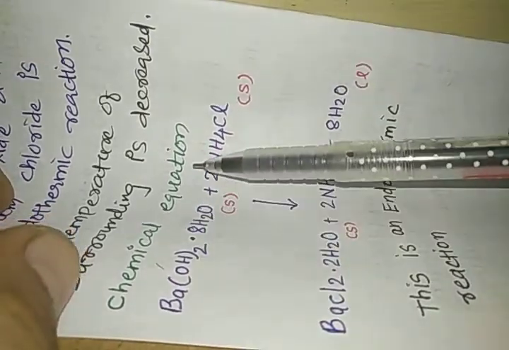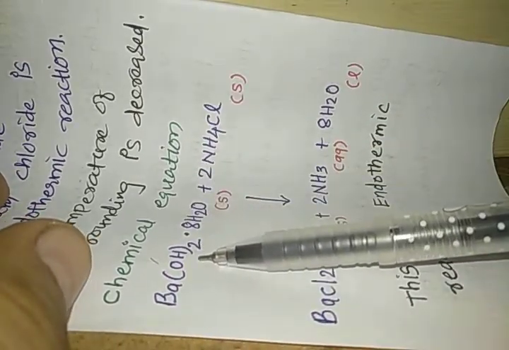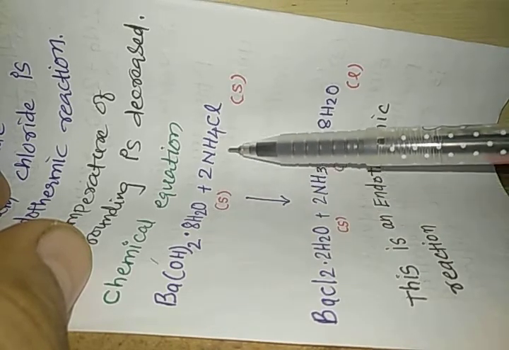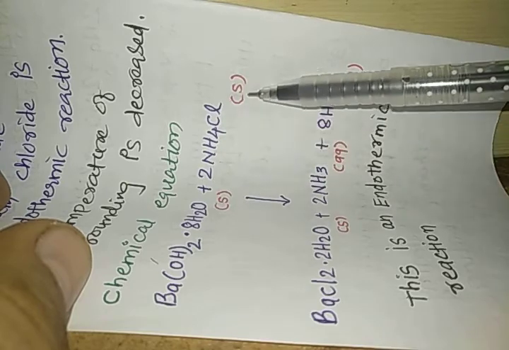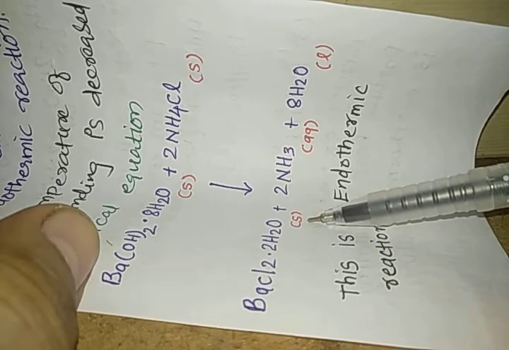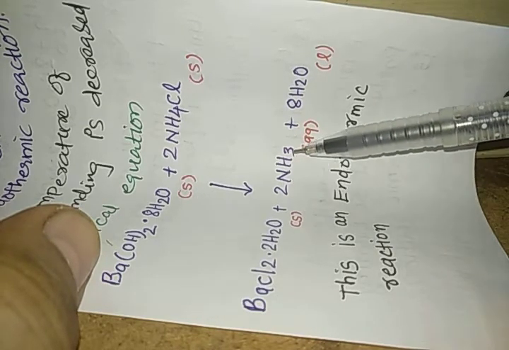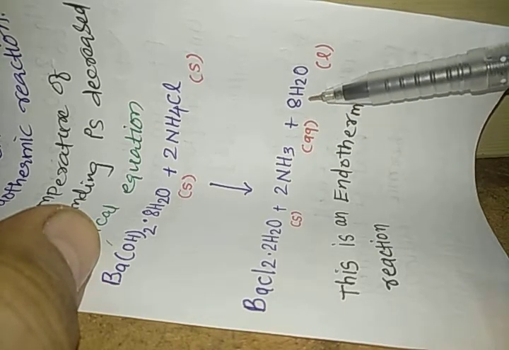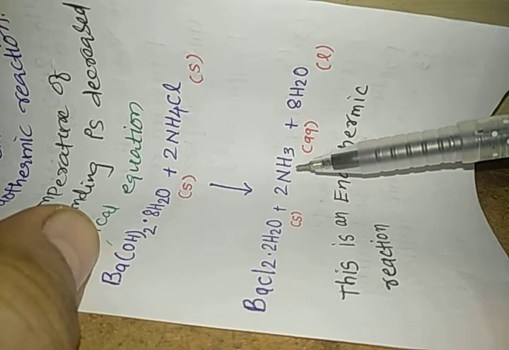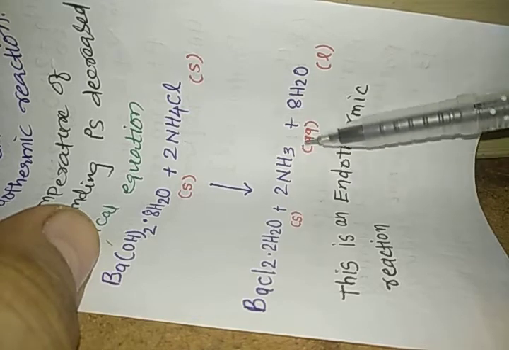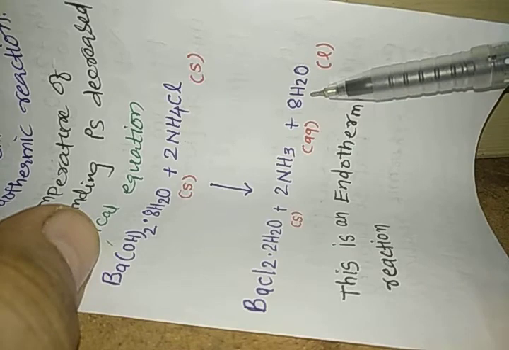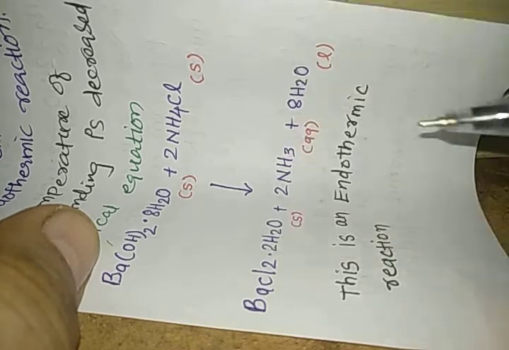We can write the chemical equation for the reaction as Ba(OH)2·8H2O solid plus 2NH4Cl solid, that gives us BaCl2·2H2O solid, 2NH3 aqueous and 8H2O liquid. You can see here that gaseous ammonia is formed which dissolves in this water, so we write ammonia aqueous, and we get water also produced.